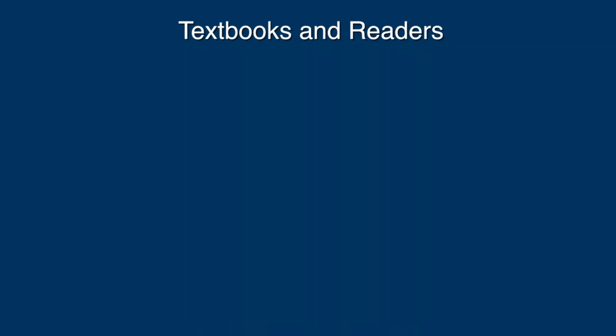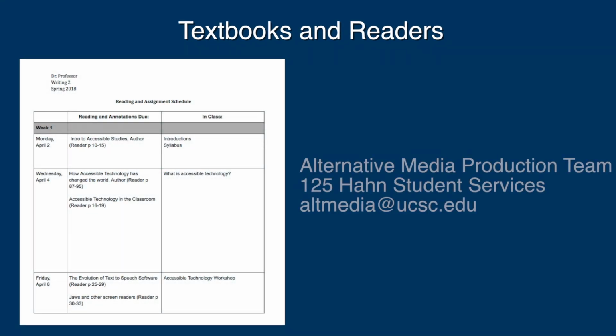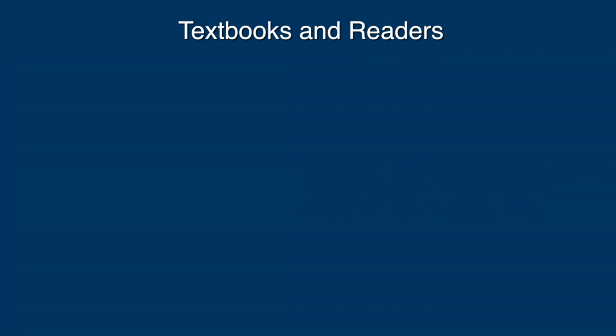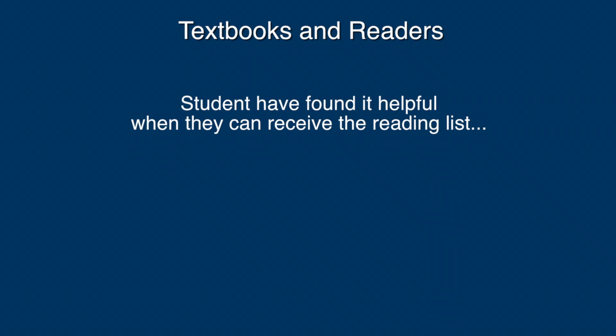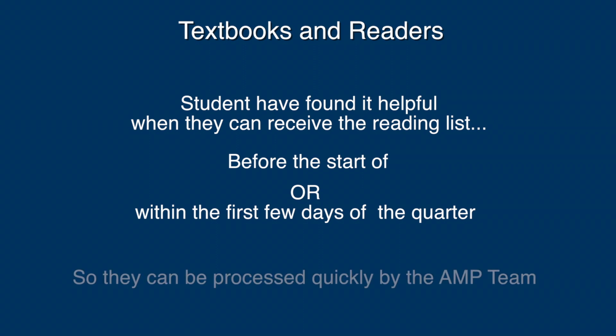If the class requires a textbook or a reader, a student can bring the book with a syllabus containing a complete list to the alternative media production team, who will scan and recognize documents for the student. Students have found it very helpful when they can receive the reading list before the start of or within the first few days of the quarter, so they can get their books processed quickly by the AMP team.